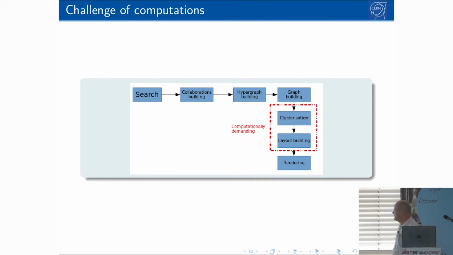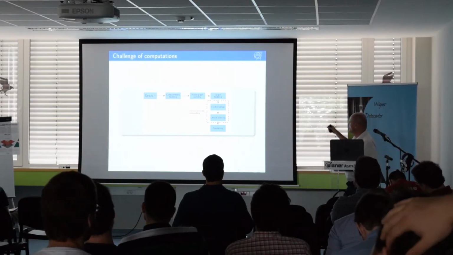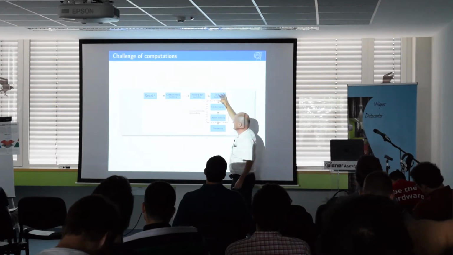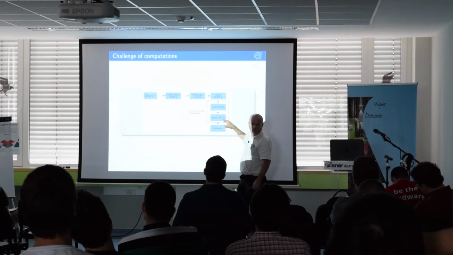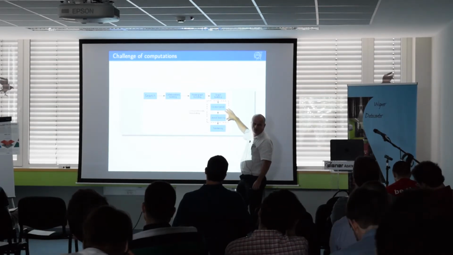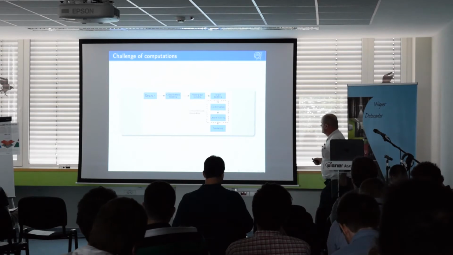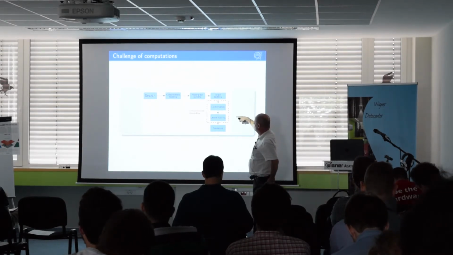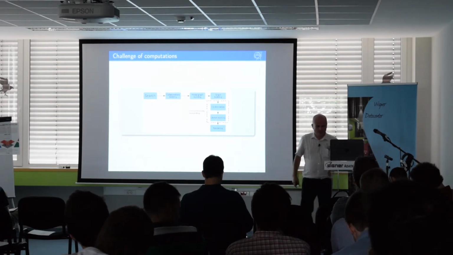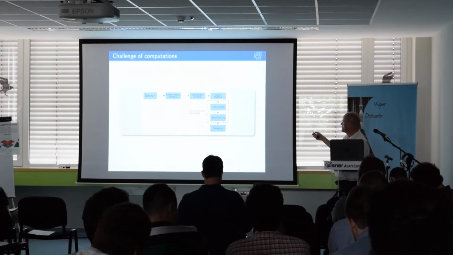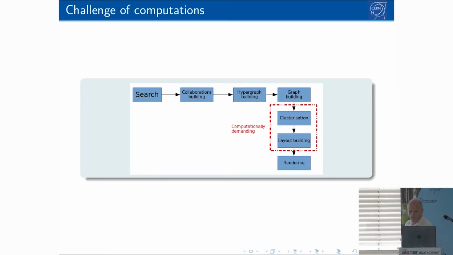So more or less, what are we doing? We are making a search, building collaborations, and building the hypergraph corresponding to it. We build the graph. At the moment, this page is here, but I think at the end we will put it here when we have adapted all the algorithms to have proper hypergraph support. After that we do clusterization, layout building, and inventory. The computationally demanding phase is in red, and of course, all our attention is focused on this part.